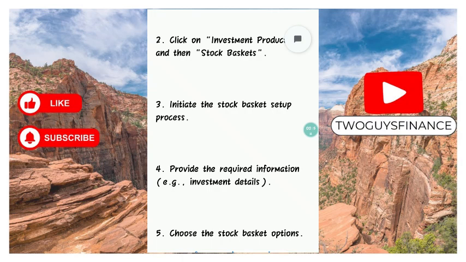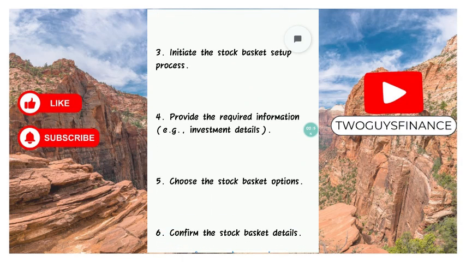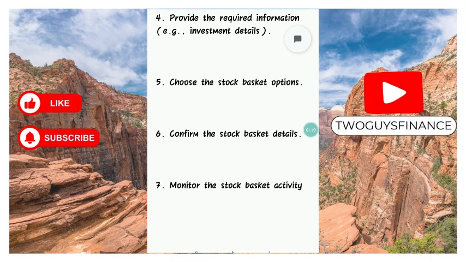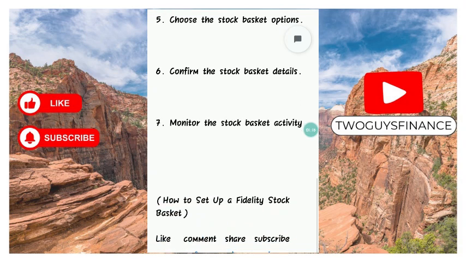Just go ahead and fill that up, and once that's done, you can choose the stock basket options, and then you want to confirm the stock basket details. You're going to make sure to go over the details one more time and make sure that everything is accurate. And once that's done and submitted, you can monitor the stock basket activities right here on Fidelity. So yeah, that's pretty much it on how to set up a Fidelity stock basket.